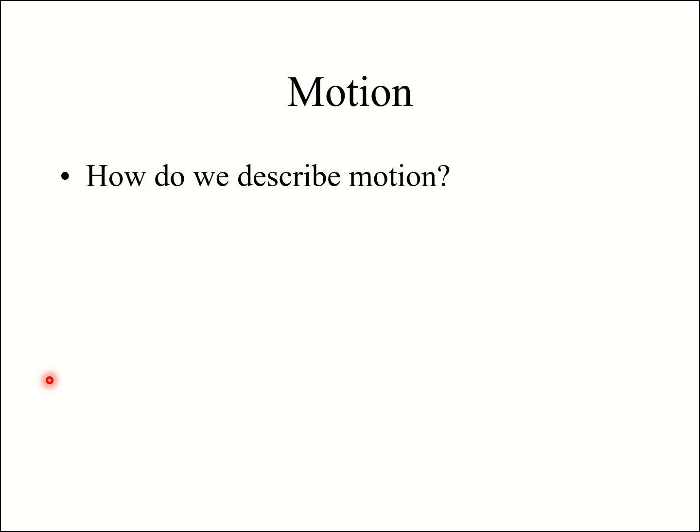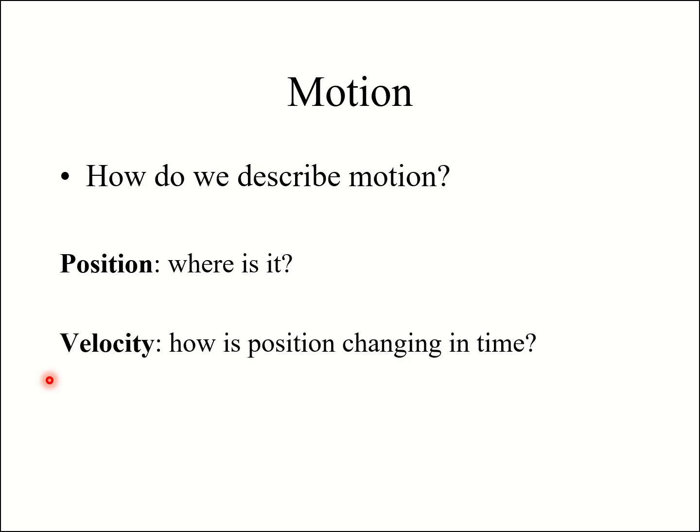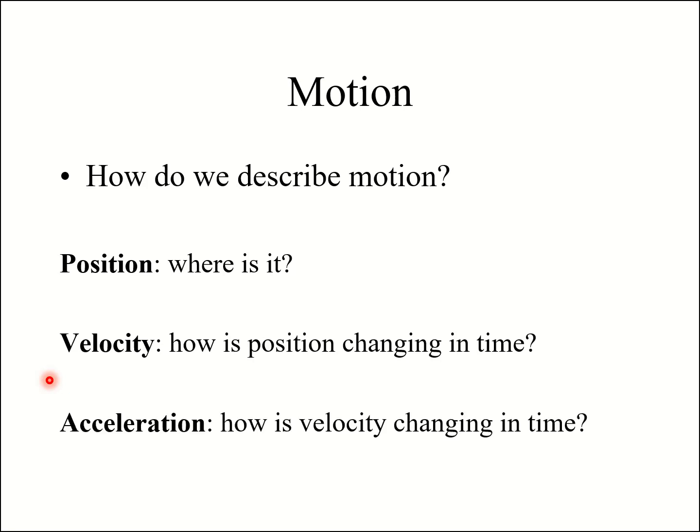So we're going to focus primarily on three words, or concepts, if you will, to describe motion. And they are position, which is where something is; velocity, which is how that position changes in time; and the last one is acceleration, which is how that velocity changes in time. And these are our primary definitions that we are going to use to describe motion.